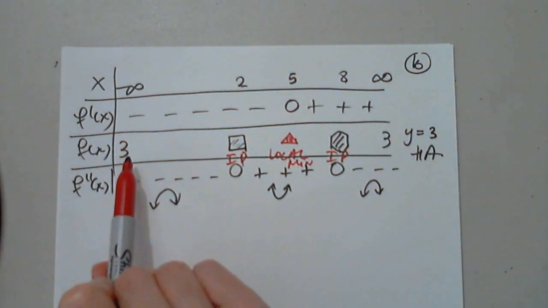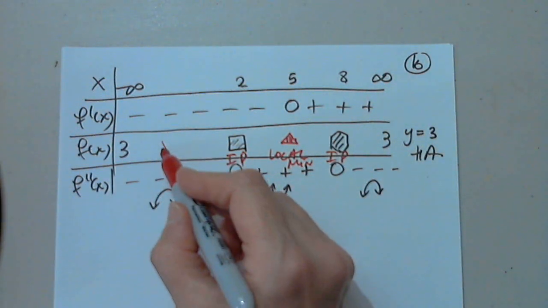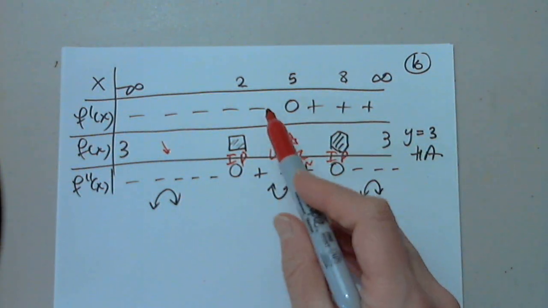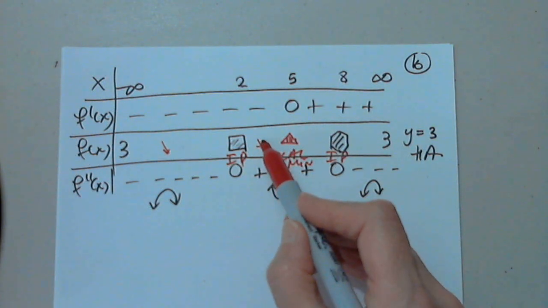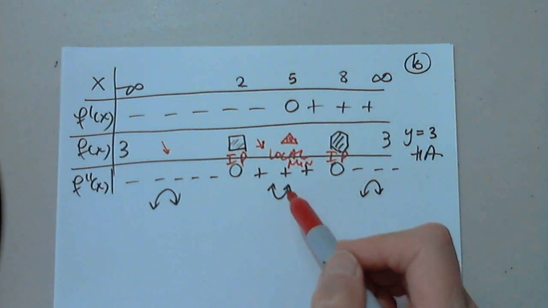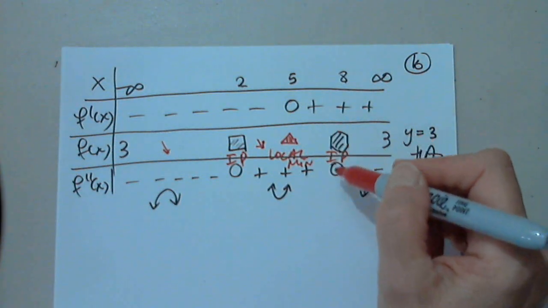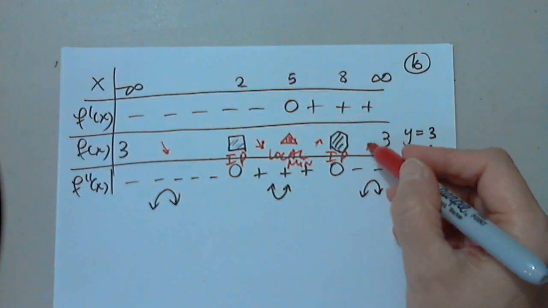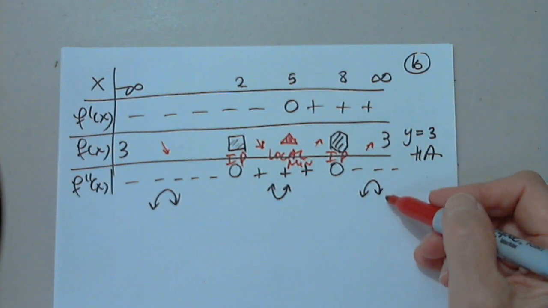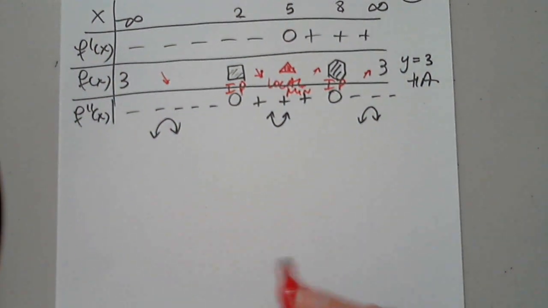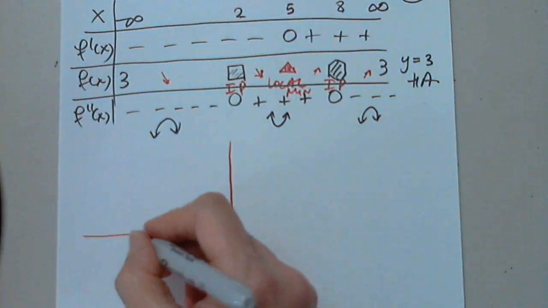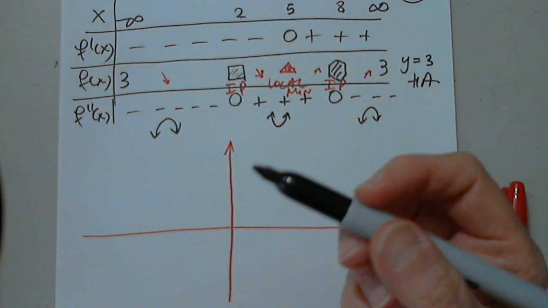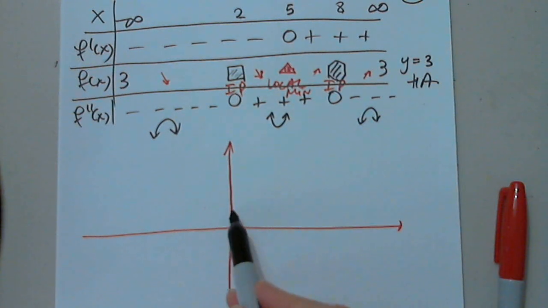So the function from 3 to this point has to decrease, opening down. From this point to this point, the function is still decreasing, but opening up. Now between this point and this point, the function is still opening up, but now it's increasing. And then it's increasing to 3, opening down. Okay, ready? The horizontal asymptote.